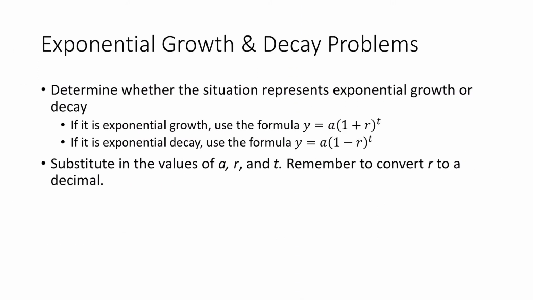So what we're going to do to solve these problems is you're always going to start off by determining whether you have exponential growth or decay. And that's going to determine what form of the formula that you use. Then you're going to substitute in the values of a, r, and t, and remember to convert r to a decimal.